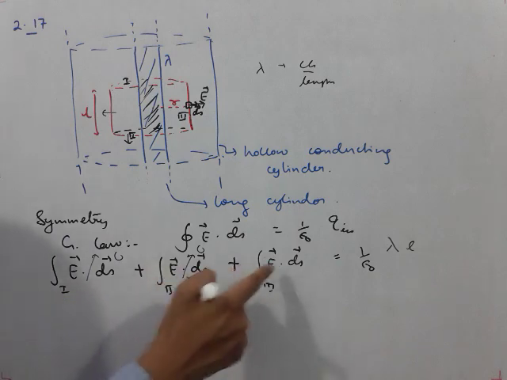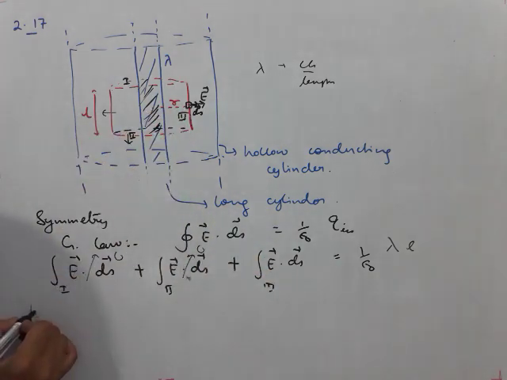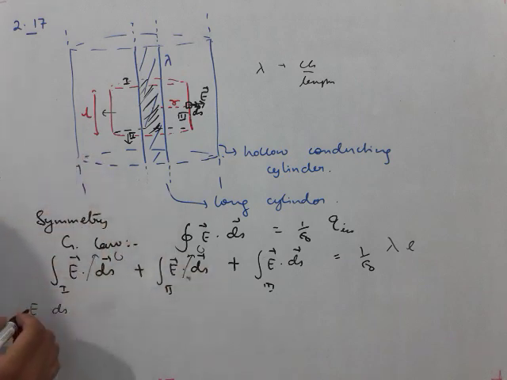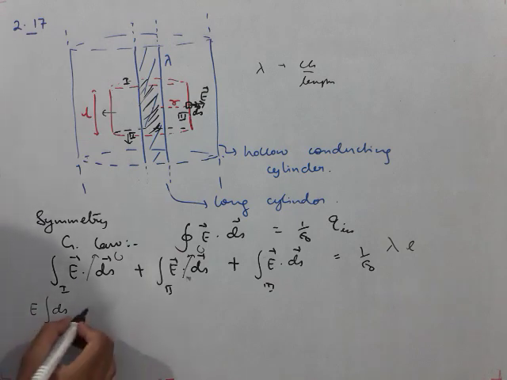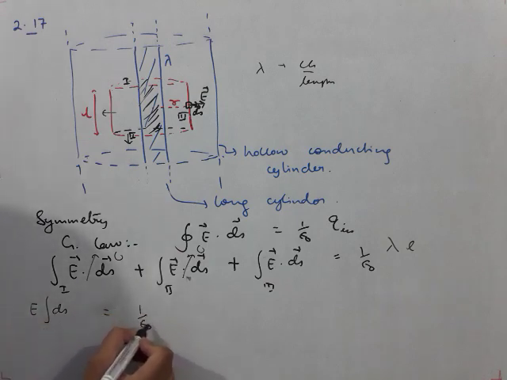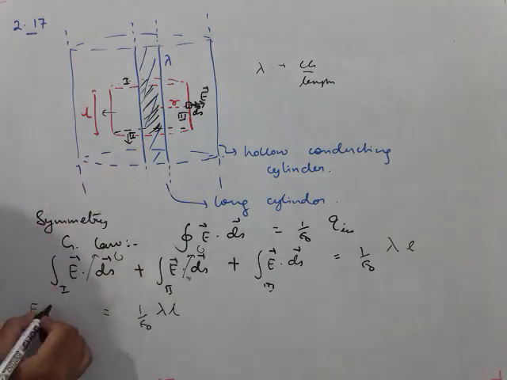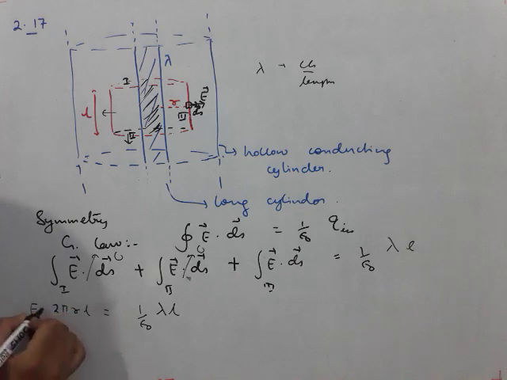In that part E and ds vector are in the same direction, so it becomes E into ds into cos 0. Cos 0 will become 1. And because E is constant at all points, E will come out of the integral. We will be left with E into integral ds. And this will be how much? 1 by epsilon naught times lambda times L. Now what is integral ds? Integral ds will be the curved surface area of the cylinder, that is 2 pi radius times L.